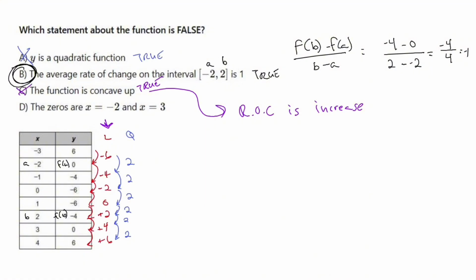And last but not least, let's make sure D is a true statement. The zeros are at -2 and 3, which means if I were to plug in -2, do I get 0? Yup. And if I were to plug in 3, do I get 0?